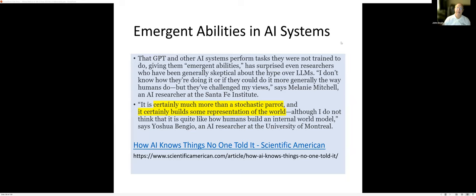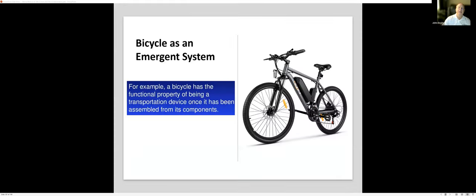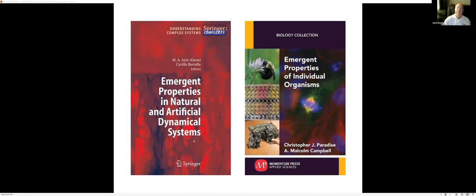But here is a comment from some experts, this one from Scientific American: it is certainly much more than a stochastic parrot, and it certainly builds some representations of the world, although I do not think that is quite how humans build an internal world model, says one AI researcher. So these emergent properties are interesting, but will it become sentient? A good example of an emergent system is a bicycle, its functional property being a transportation device once it's been assembled from its components. And in fact, in natural and artificial systems, emergent properties can occur.